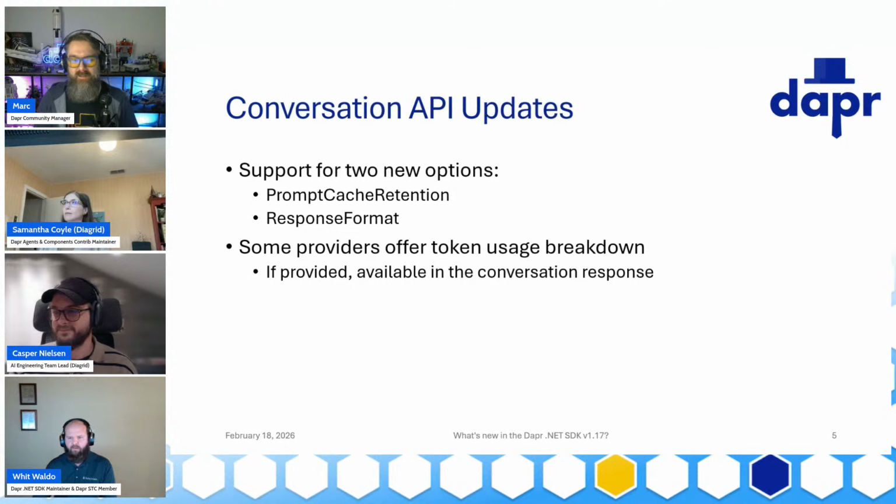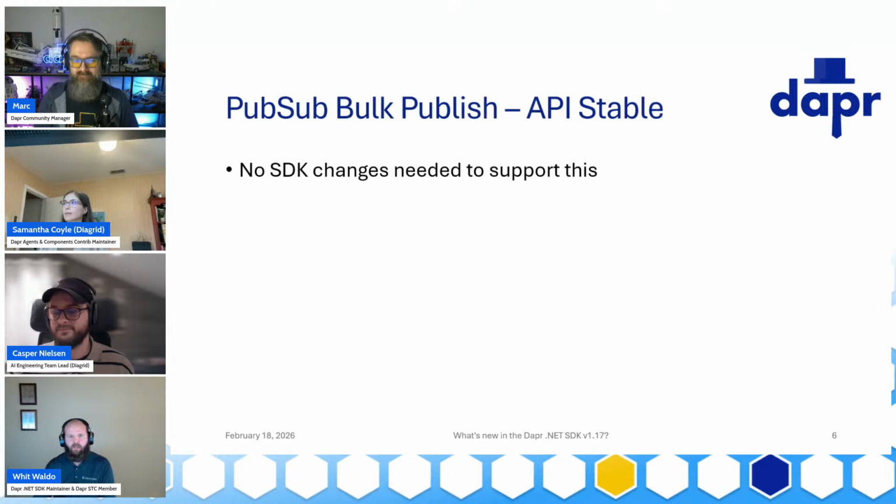It sets the policy for how you're retaining data in the prompt cache, and the response format used to coerce that response into whatever format it is that you want. Some providers offer a token usage breakdown, so if it's provided by the provider, you can now access it from the deserialized response.